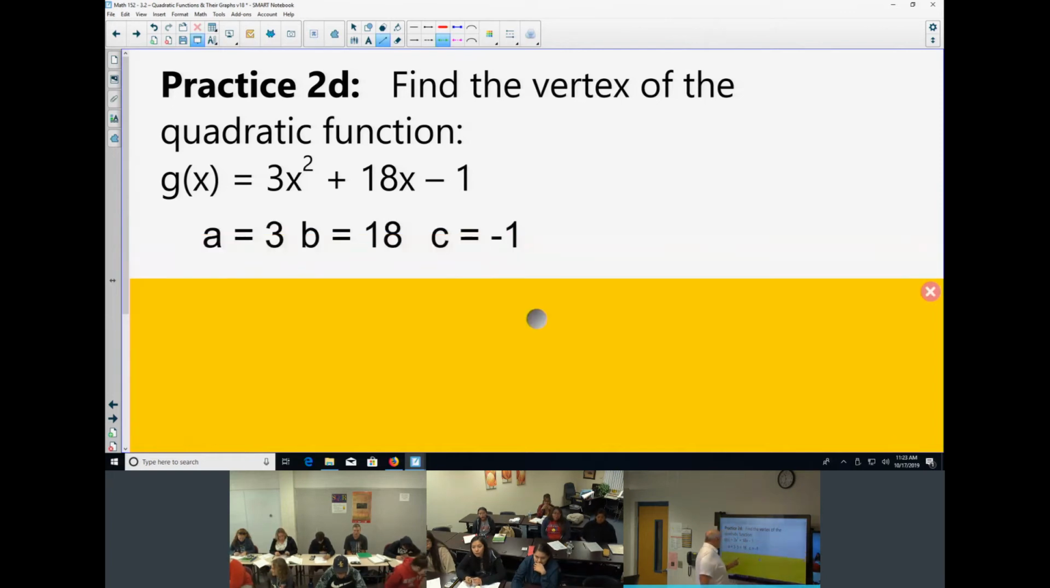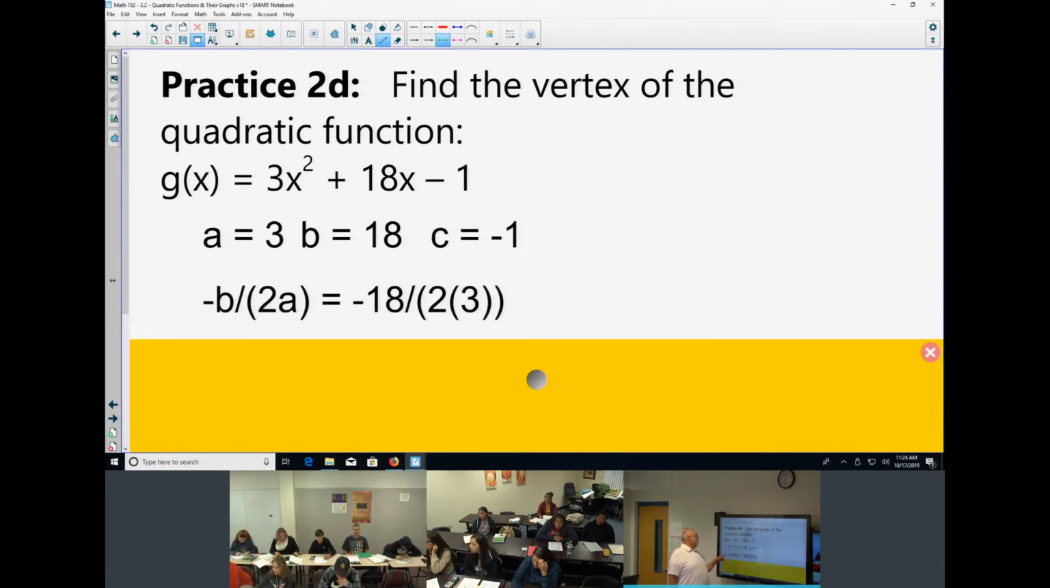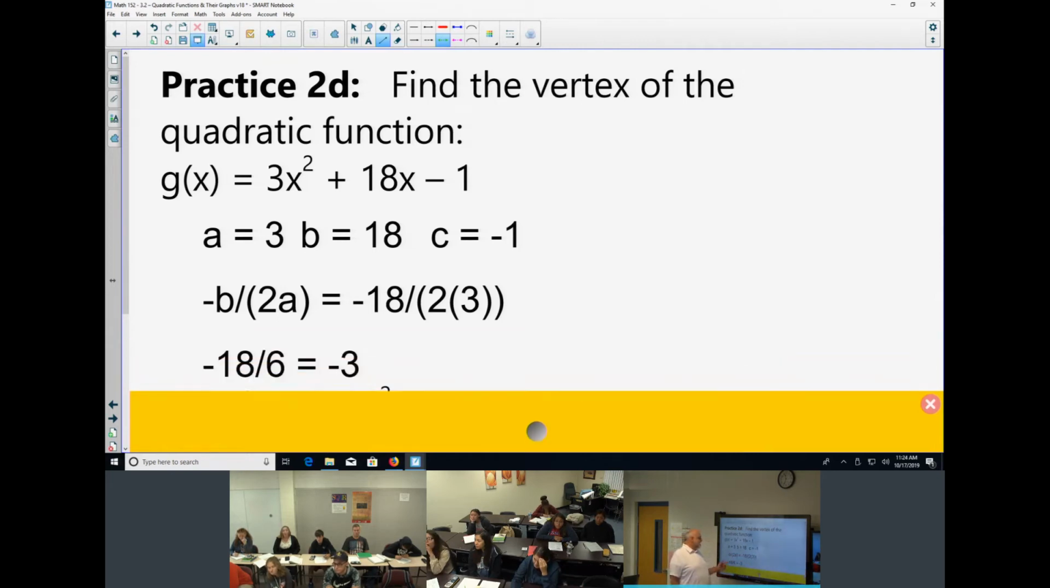All right. So here, the first thing is you identify A, B, and C. So A is 3, B is 18, C is -1. Then negative B over 2A. The most common mistake here is people just do negative B divided by 2 times A. But 2A is in the denominator. So it's going to be -18 over 2 times 3, or -18 over 6, which is -3.